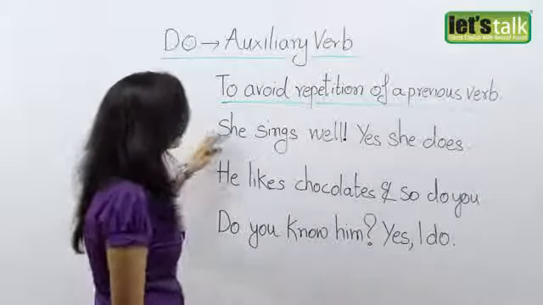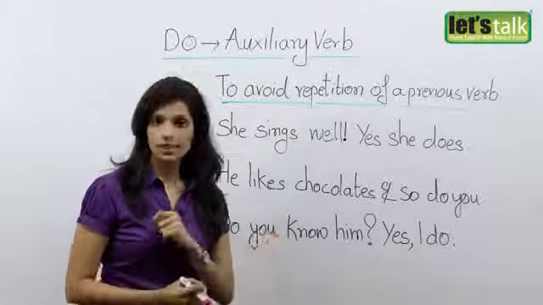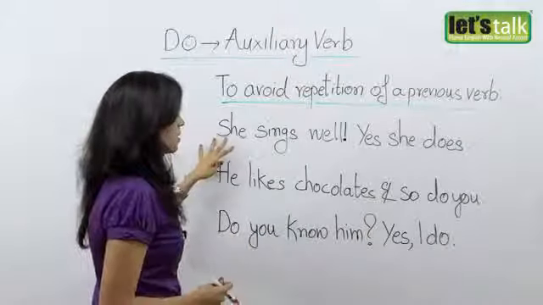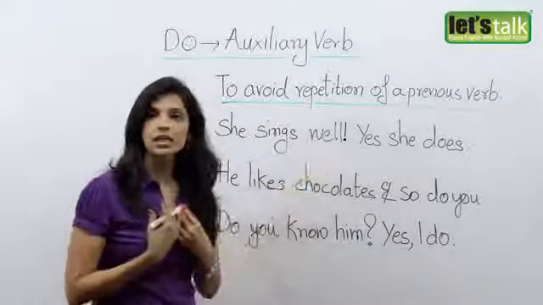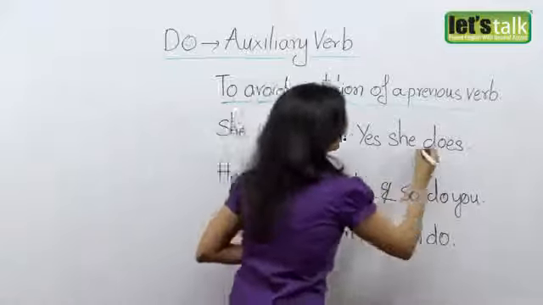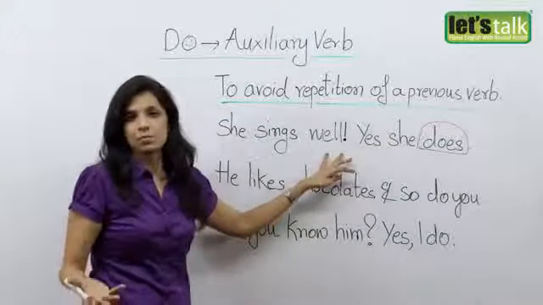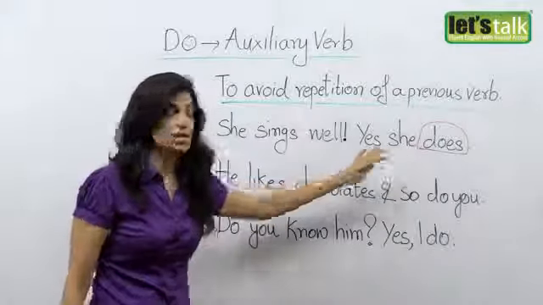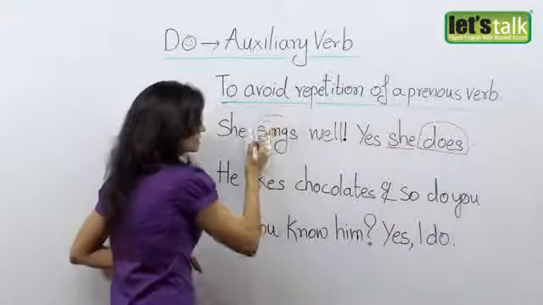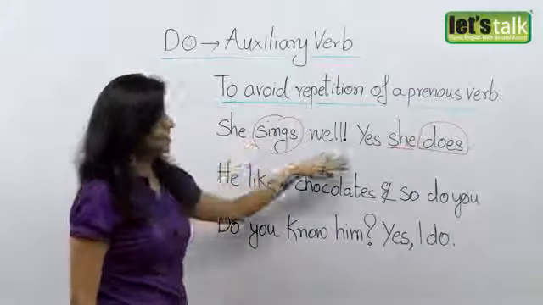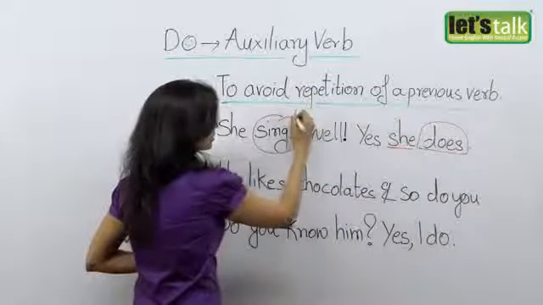Now we also use do when we want to avoid the repetition of a verb in a sentence. For example, my friend says, she sings well, Maria sings well, and when I agree, I say yes, she does. Well, instead of saying yes, she sings well or just simply, yeah, I say yes, she does. So here does because it's the third person. Now the verb is sings. So instead of saying yes, she sings well, does is avoiding the repetition of sings.